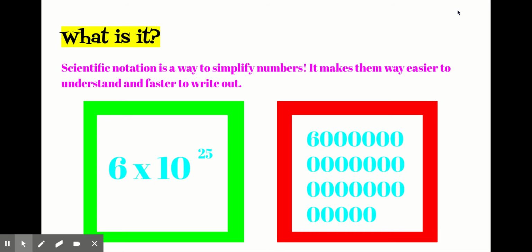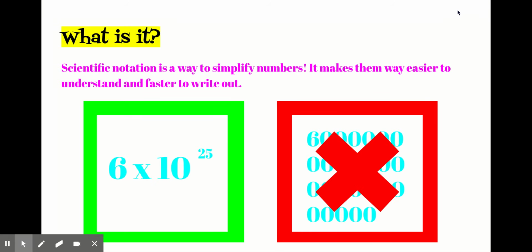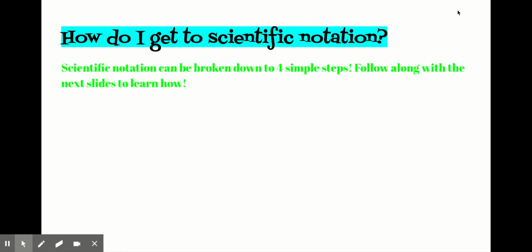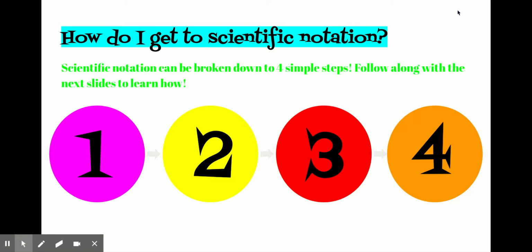Now, how can we break this down and make it simpler? Because that is way too complicated. We are going to use scientific notation, which turns it into 6 times 10 to the 25th. How do we get to scientific notation? Scientific notation can be broken down into 4 simple steps. Follow along with the next slides to learn how.